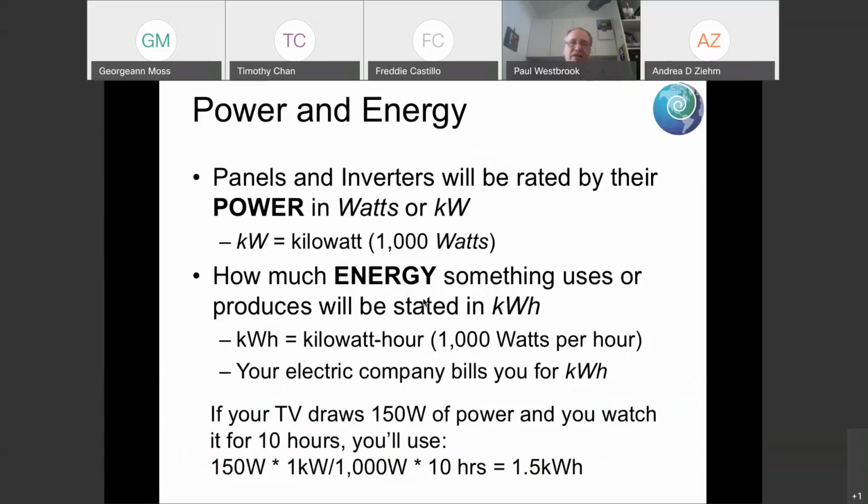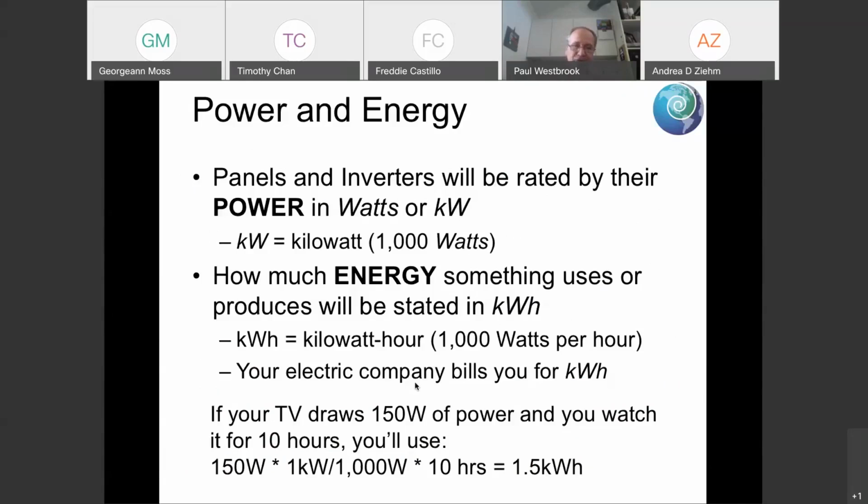Now, a couple of technical terms. There's power and energy, and these get interchanged way too often. Panels and inverters will be rated by their power, in watts or kilowatts. A kilowatt is just 1,000 watts. How much energy something uses is stated in kilowatt hours, and that's what you get billed for. When you get your electric bill, it may say you used 700 kilowatt hours this month. And 1,000 watts running for an hour is a kilowatt hour.